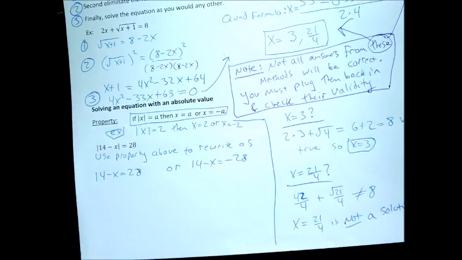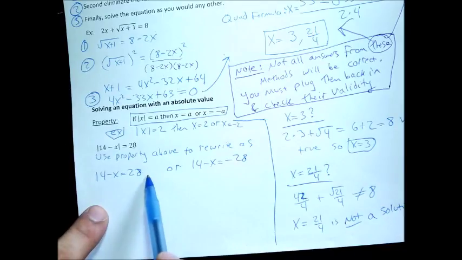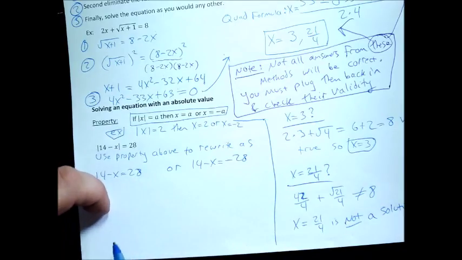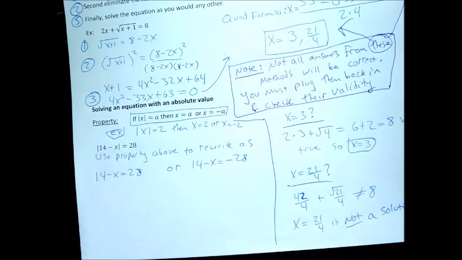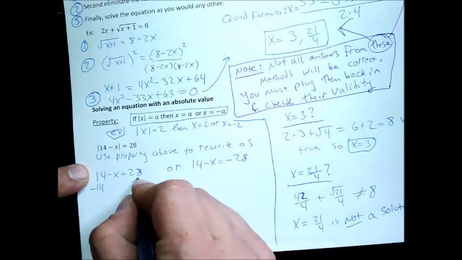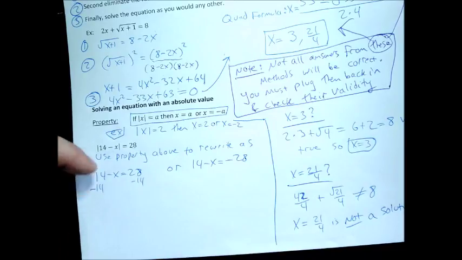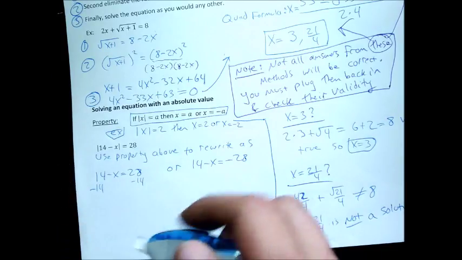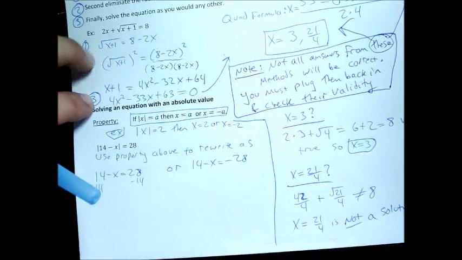Well, there's two ways to think about it. You could either add the x over to the other side and subtract the 28, or you could subtract the 14 and do the x. I'm going to do it in one step. So I'm going to subtract the 14. Actually, that's not what I wanted to do. I wanted to subtract the 28.